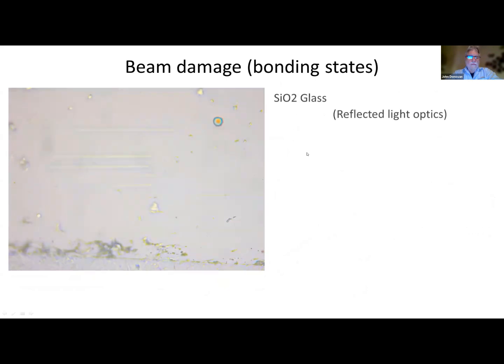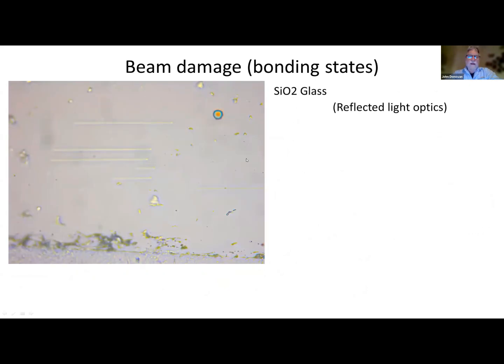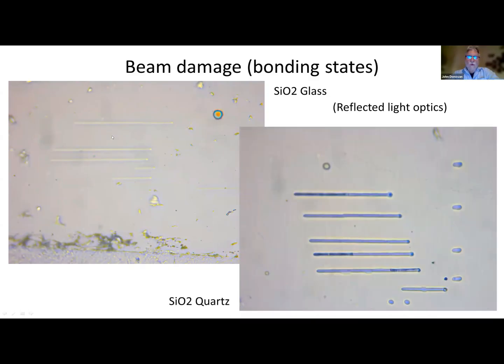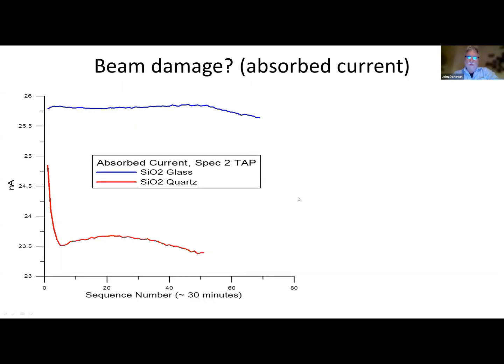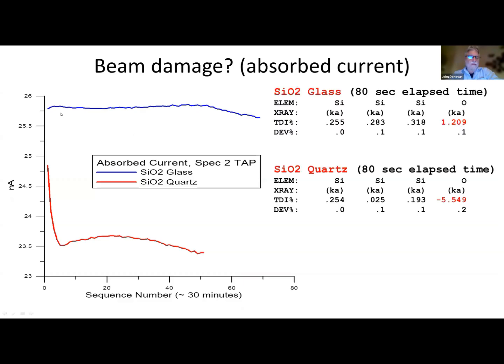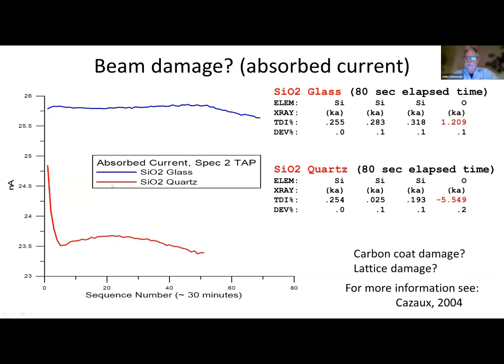All right, so something that I'm not going to talk about very much, but there is an interesting effect just based on the structure of the material. Here's an SiO2 glass where I've analyzed some traverses, and in the reflected light, you can see where the beam was. But if you look at quartz, SiO2 quartz, the damage is much more apparent. People have looked at this, and if you want to learn more about it, you can. But basically, this is looking at absorbed current here. And you can see that the quartz is very affected in terms of the absorbed current. So something's going on, and you can find out more about this from this paper by Kezo.